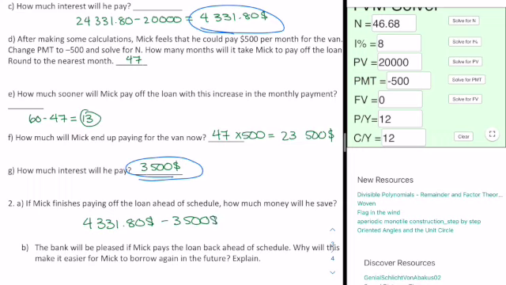So what is the difference between them? It is 831.80.